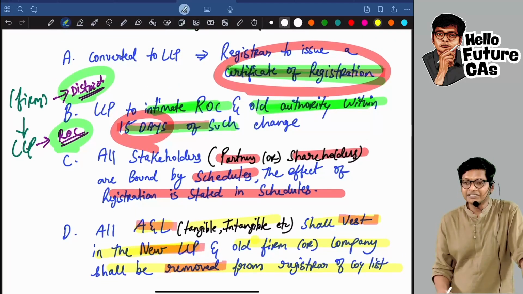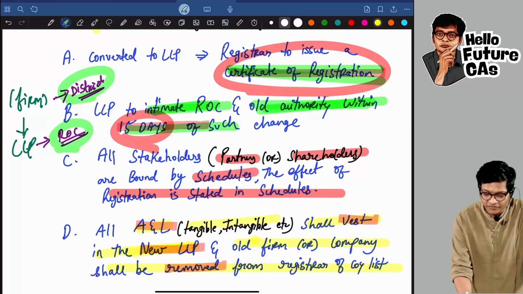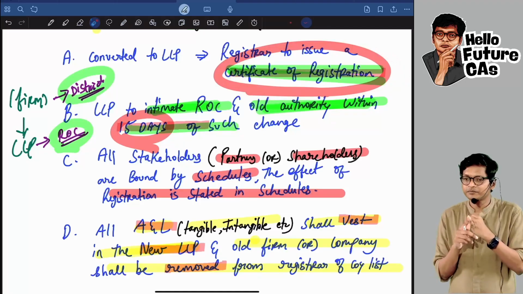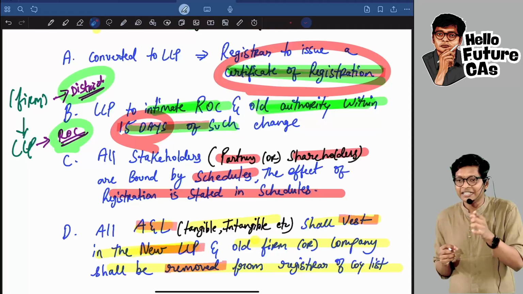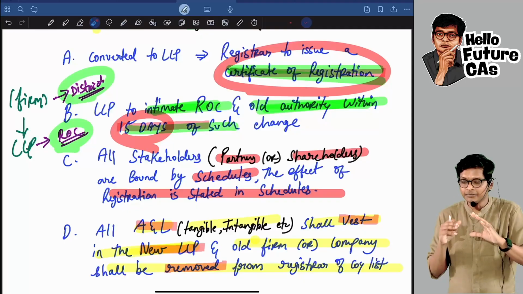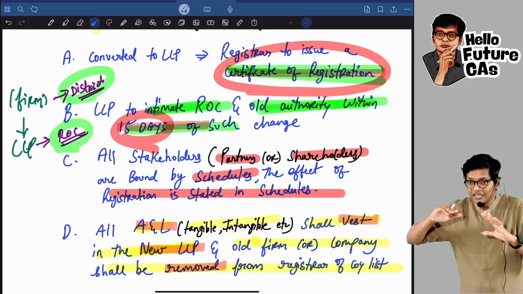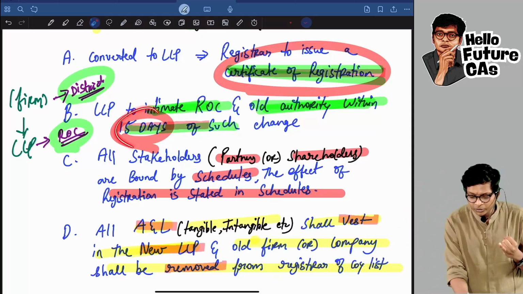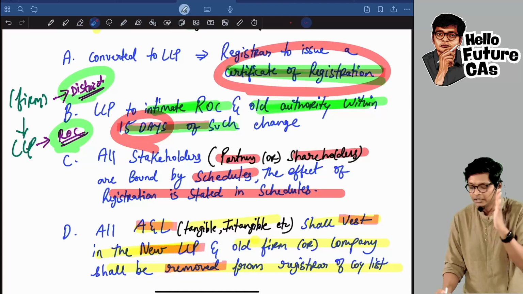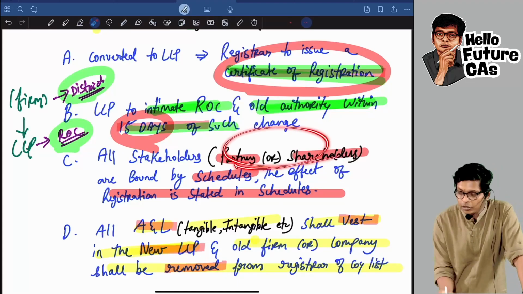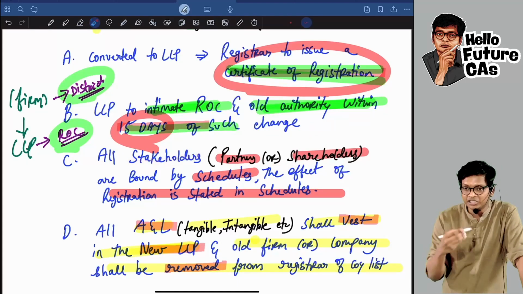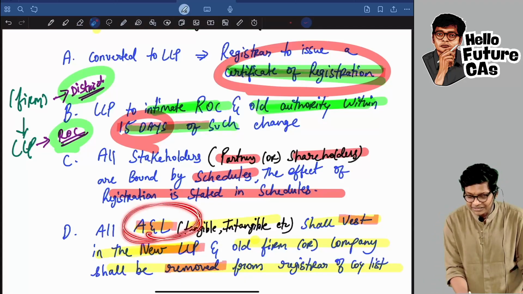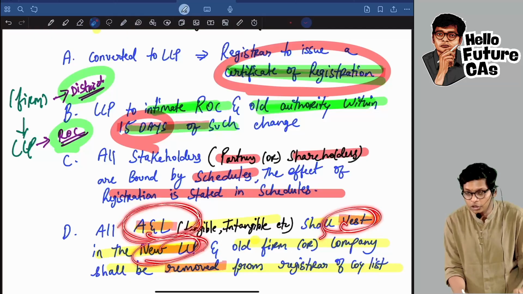Basically, 4 points, guys. If I have to summarize, don't write it casually in the exam. First, get a certificate of registration. This is like section 9 in the Companies Act, effect of registration, but at the time of conversion. What is the effect when conversion happens? I will get a new certificate of incorporation. Then you have to inform the concerned old and new party in 15 days. All the partners and shareholders are bound by what is given in the schedule. Then all the assets and liabilities shall vest in the new LLP automatically.